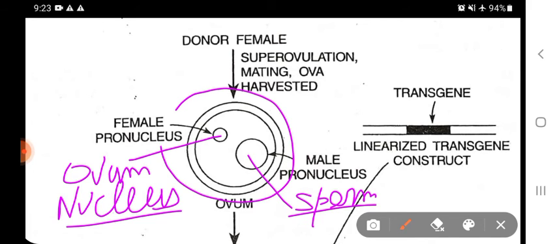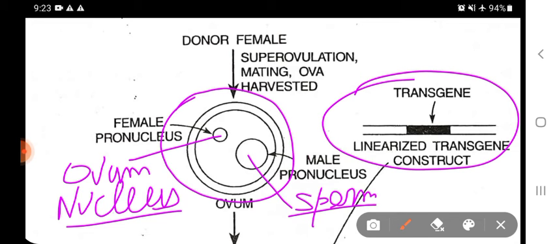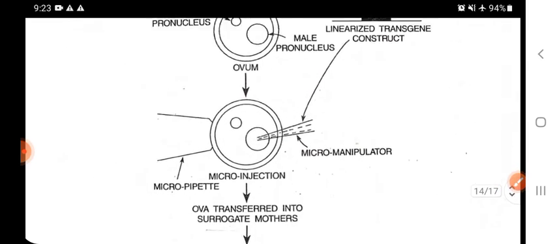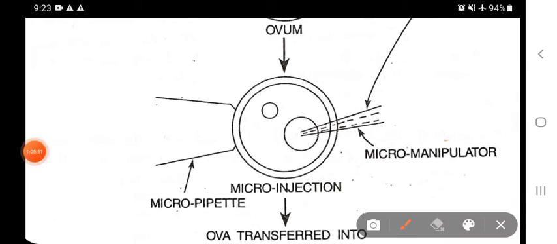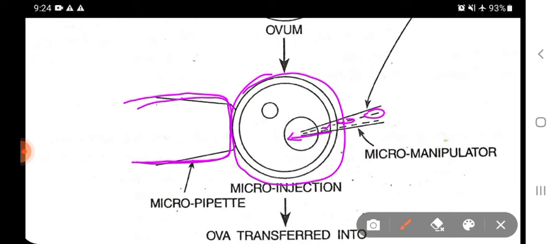Now we are interested in introducing our desirable gene into this fertilized ovum. With the help of the micromanipulator technique, we use a micropipette which contains our desirable gene, and it is introduced into this fertilized ovum. There is also a holding micropipette which holds the ovum in order to immobilize it, and in a precise manner, the DNA is introduced into the cytoplasm.